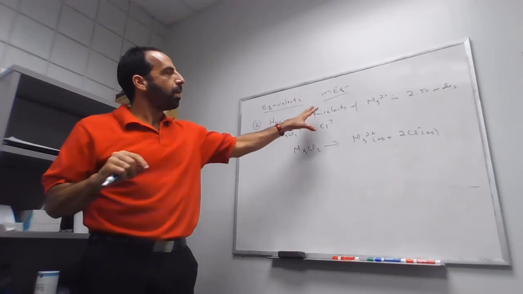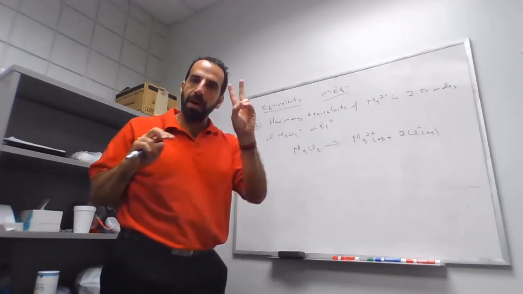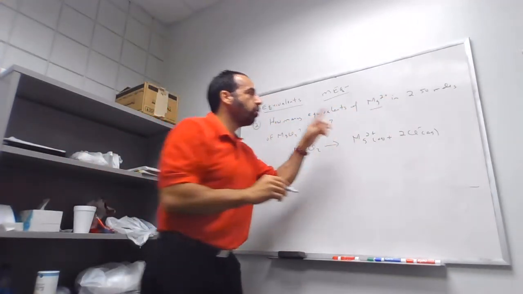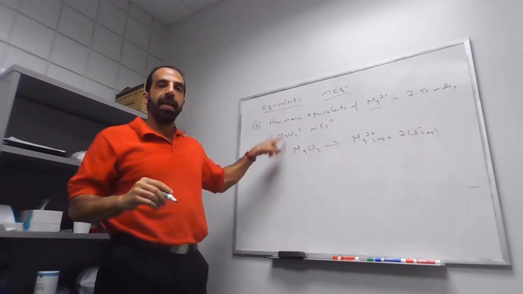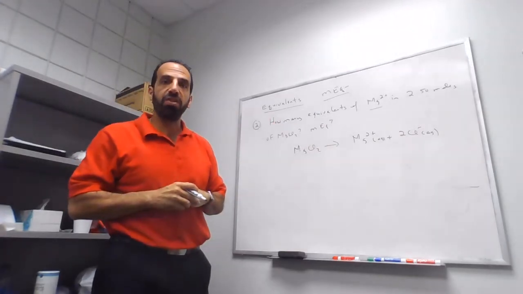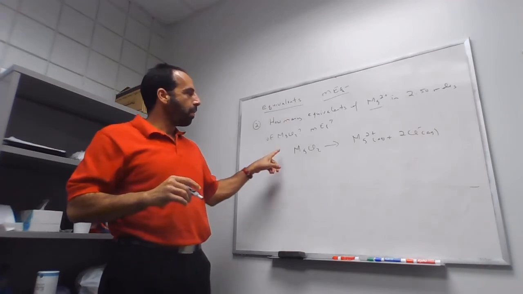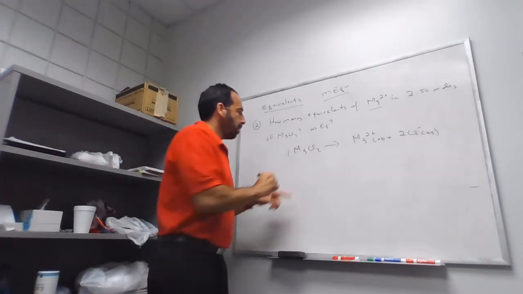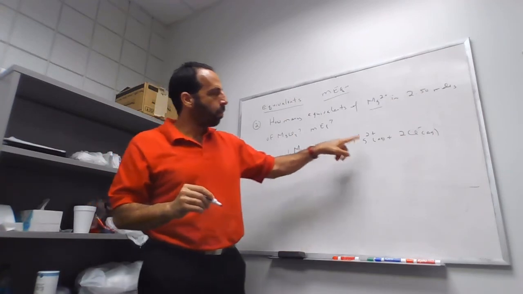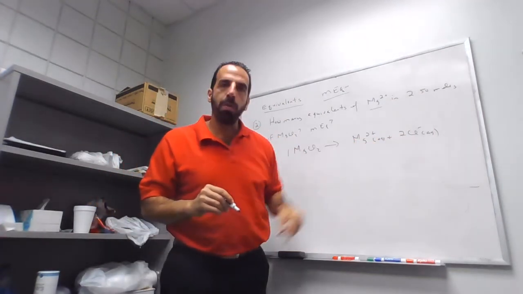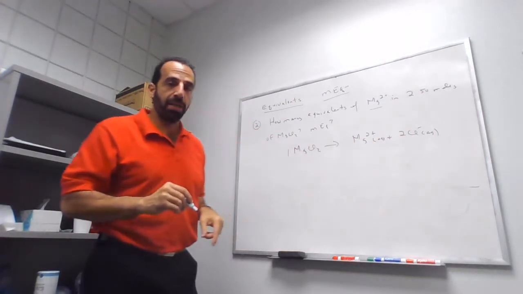In this case, how many equivalents of magnesium ions, where magnesium has a positive 2 charge, are in 2.5 moles of magnesium chloride? And then I'm going to do milliequivalents of the magnesium ions. A couple of things: I went ahead and balanced this. So 1 mole of magnesium chloride will form 1 mole of magnesium ions and 2 moles of chloride ions.